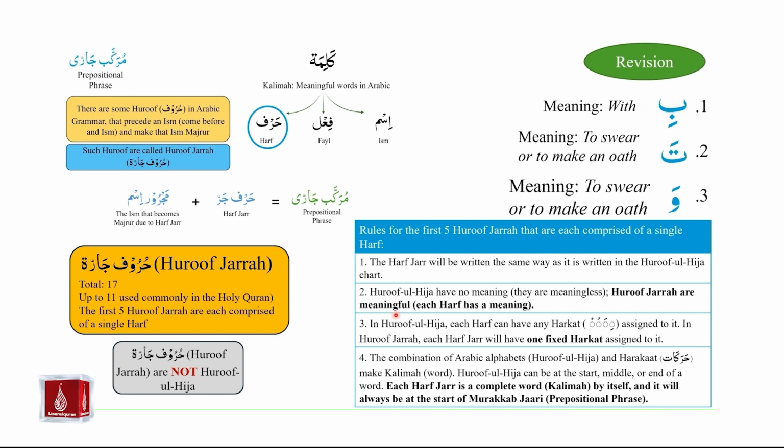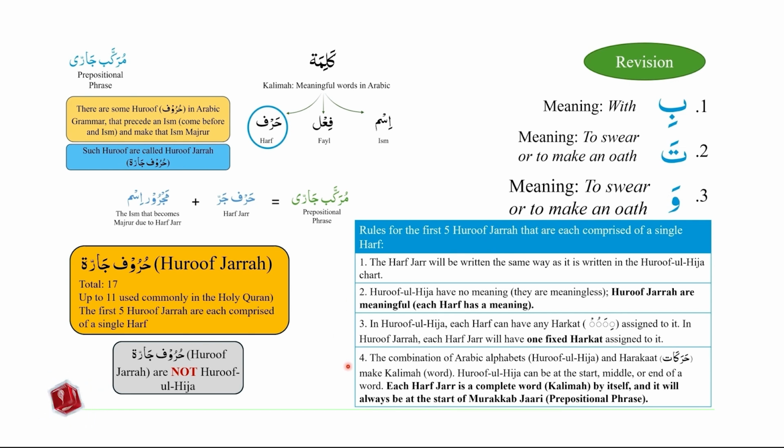In huroof-ul-hija, each harf can have any harakat assigned to it. Each harf in huroof-ul-hija can be assigned zair, zabar, pesh, sukoon depending on how it is used in the word. In the case of huroof-e-jarrah, each harf-e-jar will have one fixed harakat. Ba harf-e-jar will always have zair under it. Ta harf-e-jar will always have zabar on it. Waw harf-e-jar will always have zabar on it.